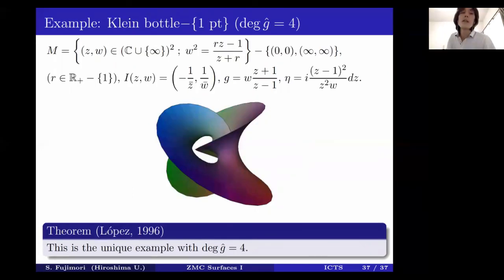Also, later, in the 1990s, Francisco Lopez constructed a minimal Klein bottle. So this is topologically a Klein bottle minus 1 point. And this satisfies degree G hat equal to 4. And later, Lopez showed that this is the unique non-orientable minimal surface with degree G hat equal to 4. So tomorrow I will explain the maximal surface version of this kind of Klein bottle. Okay, I stop here. Thank you very much.